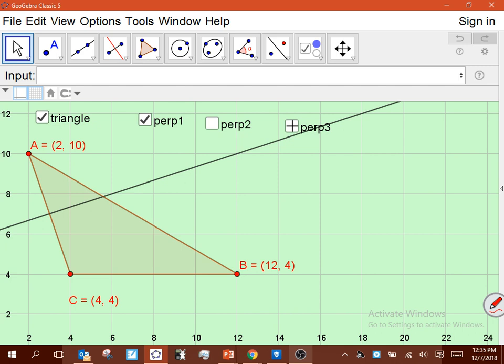I have to come up with the equation of that black line. Okay? Now, when you come up with an equation of a line, what are two things that you absolutely need for any equation?